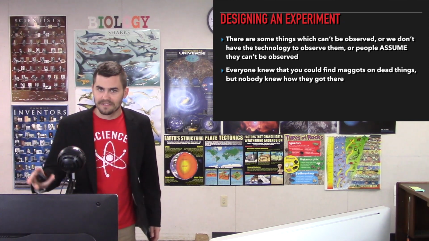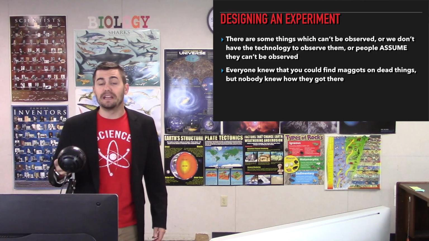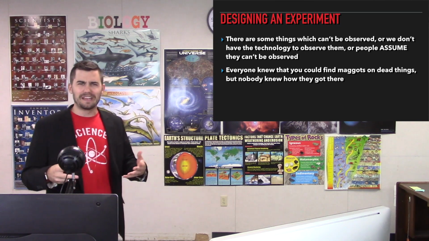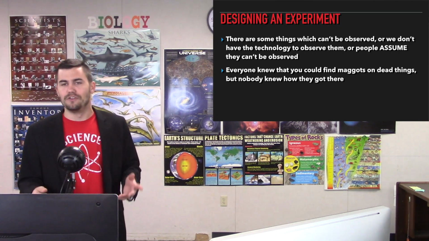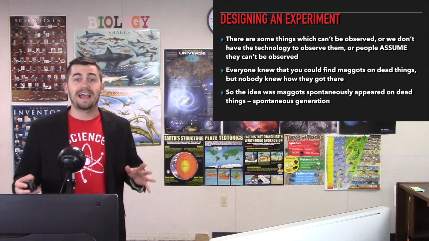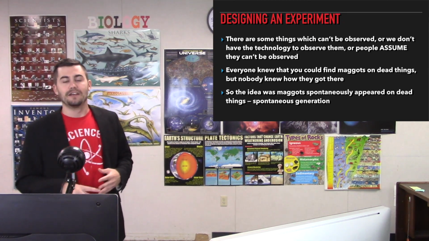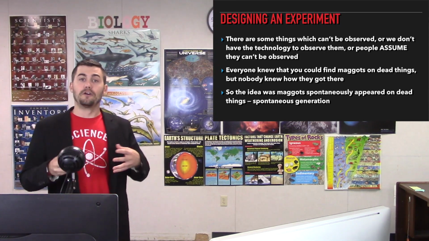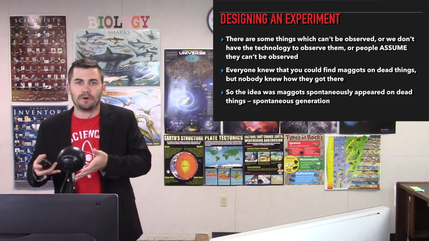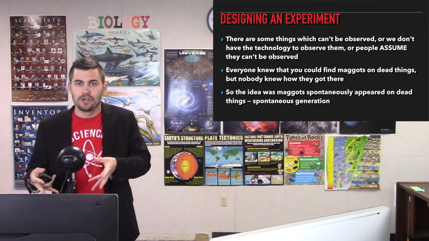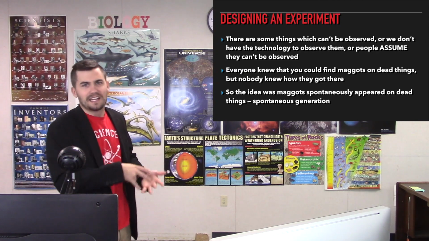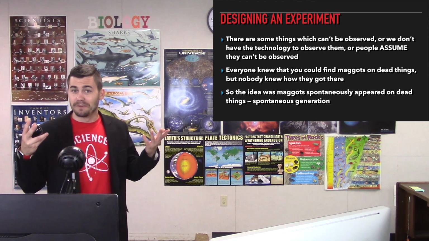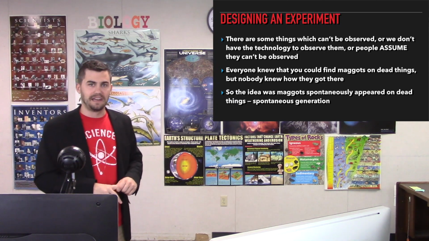So getting to specifically the biology here, everybody knew that you could find maggots on dead things. But weirdly, nobody knew where they came from, or how they got there. Well, they had an idea. Their idea was that maggots would spontaneously appear on dead things. So, in other words, the dead animal, its tissue, its flesh, would turn into maggots. It's not that flies lay eggs, and that's where maggots come from. People thought it was this. And this is an idea called spontaneous generation.